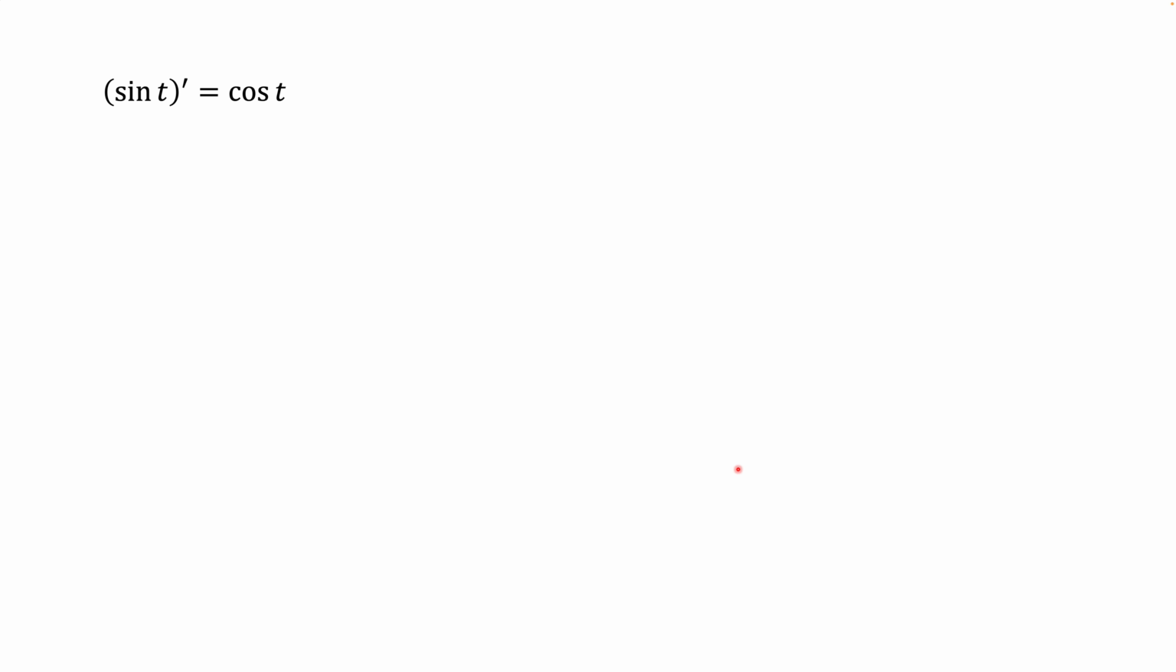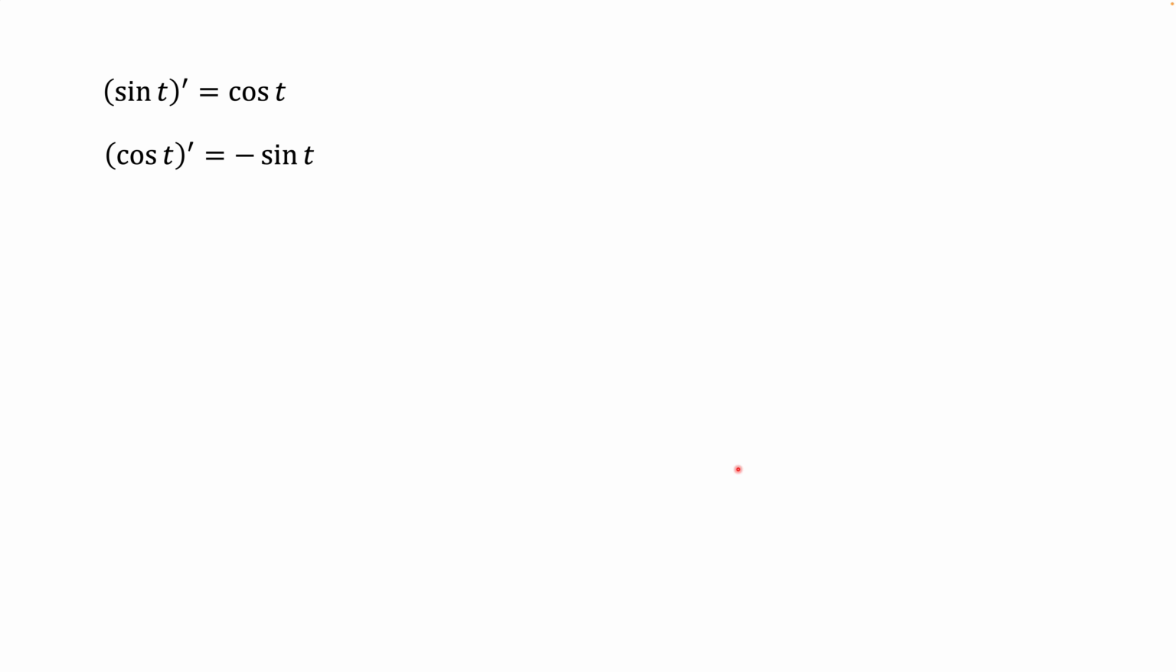The first function is sine. The derivative of sine is cosine. The second function is cosine. Well, what do you think the derivative of it is? Well, it's actually minus sine. That minus people need to remember. The derivative of sine is plus cosine, but the derivative of cosine is minus sine.